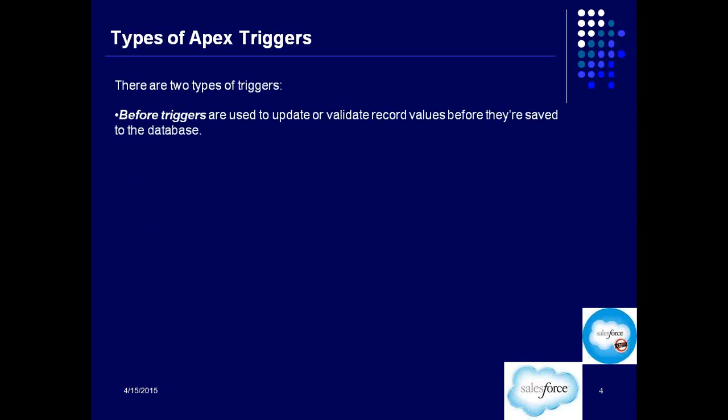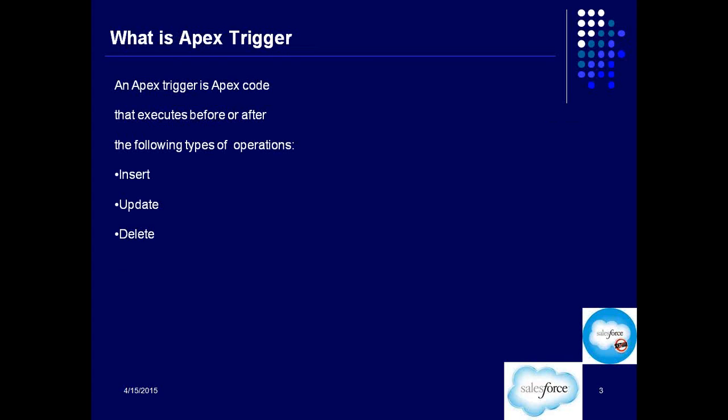One is the before trigger. These before triggers are used to update or validate record values before they are saved to the database. I told you that the trigger is the code which gets executed before or after those operations, right? So trigger code can be executed before one of those operations. In general terminology we call them DML operations: insert, update, delete and undelete. These are also called DML operations, data manipulation language.